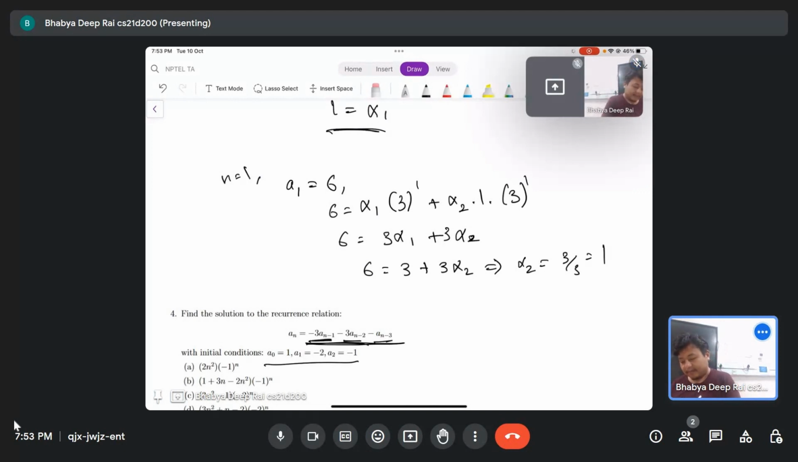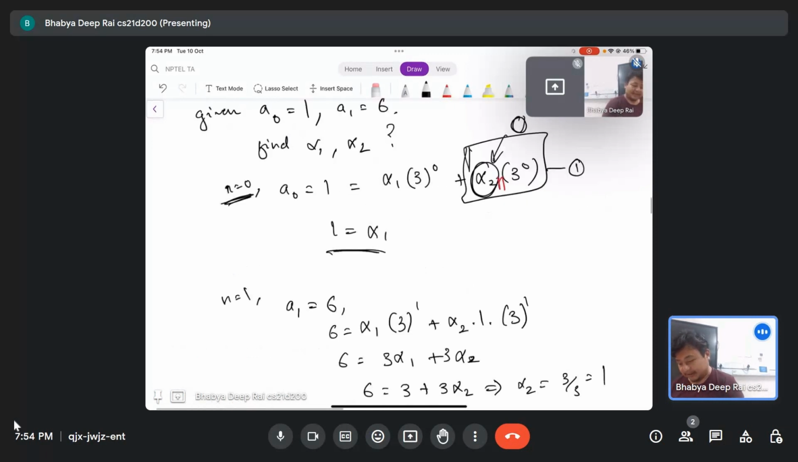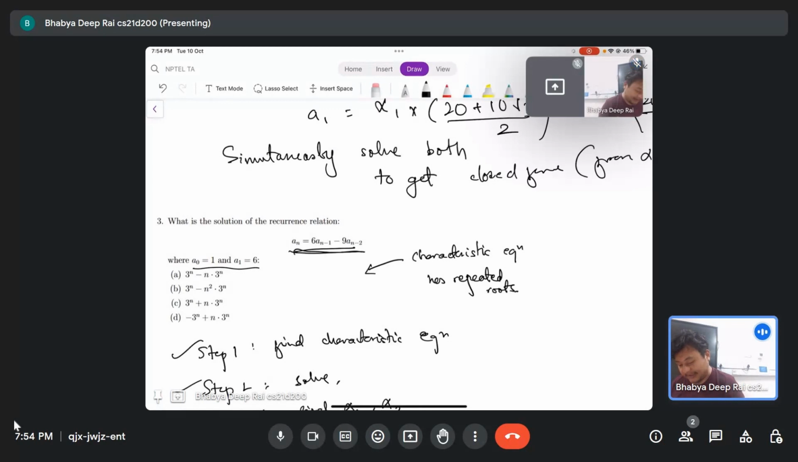Therefore, the answer is an. An is equal to alpha 1 times 3 to the power n, right? But alpha 1 is 1, so 3 to the power n, plus alpha 2 times n times 3 to the power n, because alpha 2 is also 1. So this is what we have, 1 plus n times 3 to the power n. This is my answer. So here if you see, the answer is C.